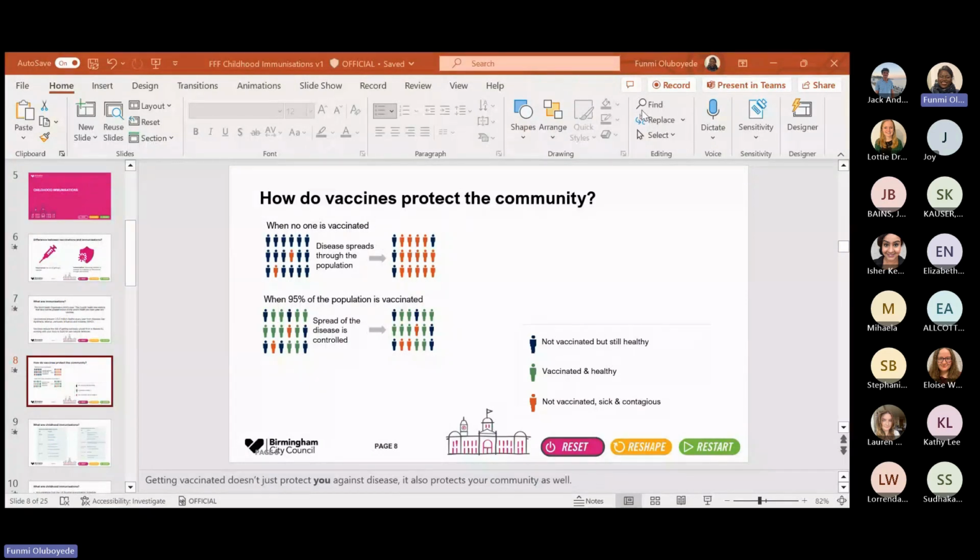However, when a large proportion of the population is vaccinated, at 95%, this is called herd immunity, then the spread of the disease can be controlled. And really quite importantly, it also highlights that those who can't be vaccinated can also be protected when we have herd immunity.